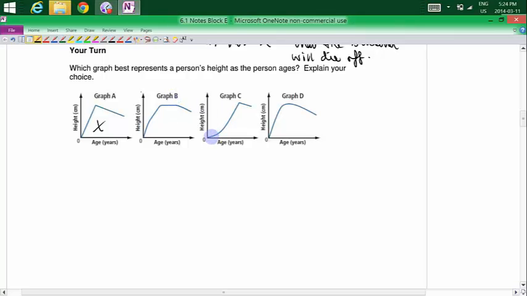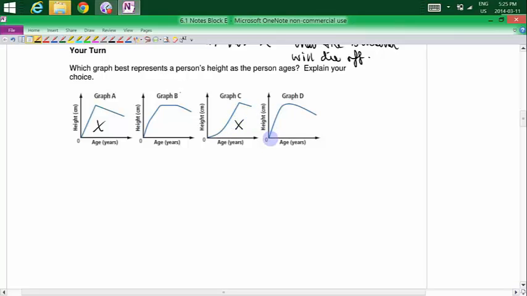Take a look at C. You start out slowly, and then your growth increases rapidly. But you reach a certain height, and there's no constant here, right? It's just all of a sudden you reach your maximum height, and then your height drops off. And it's almost like you've grown up, and then you reach your senior years. So this one's not a possibility.